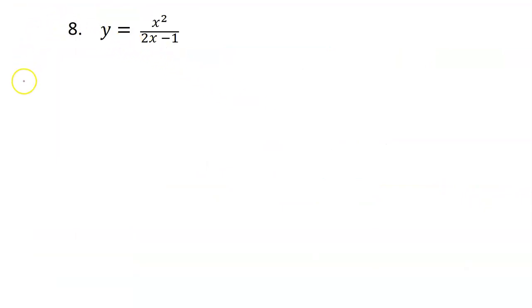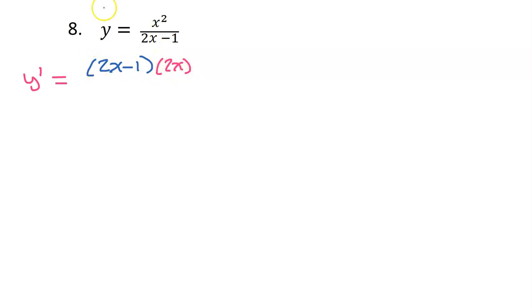So let's give it a try. Y prime equals low d high. When I say low, I just mean write down the bottom expression. So we have 2x minus 1. Low d high. D high means the derivative of the top expression, which will just be 2x.